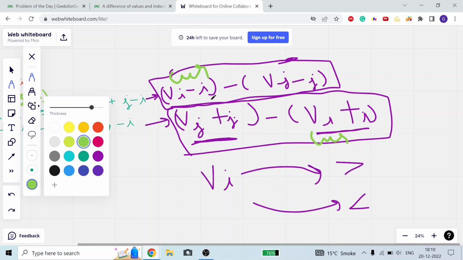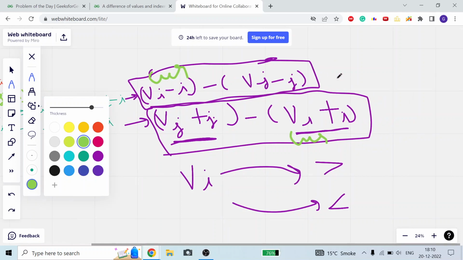So if this number is fixed and I want to maximize this particular equation, what I need to do is decrease this. That means I need to find the minimum value of vj minus j. So we have to find the minimum value of this, so that for any ith index, this is my answer.